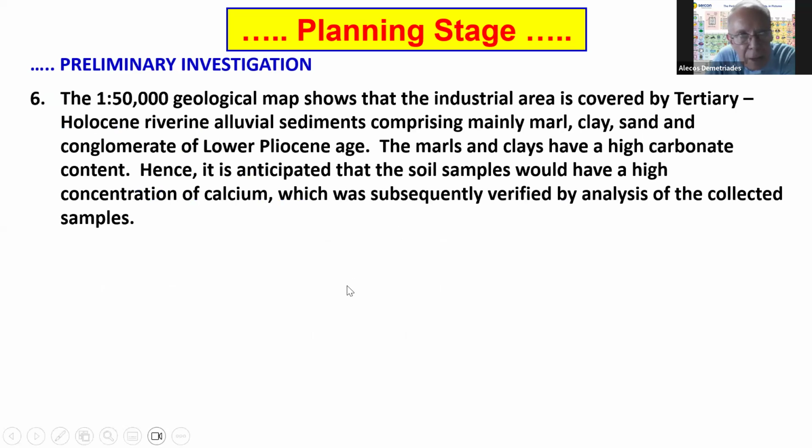Now, the 1 to 50,000 geological map showed that the industrial area is covered by tertiary Holocene riverine alluvial sediments, comprising mainly marl, clay, sand, and conglomerate of lower Pliocene age. The marls and clays have a high carbonate content, so it is anticipated that the soil samples will have a high concentration of calcium, which was subsequently verified by analysis of the collected samples.